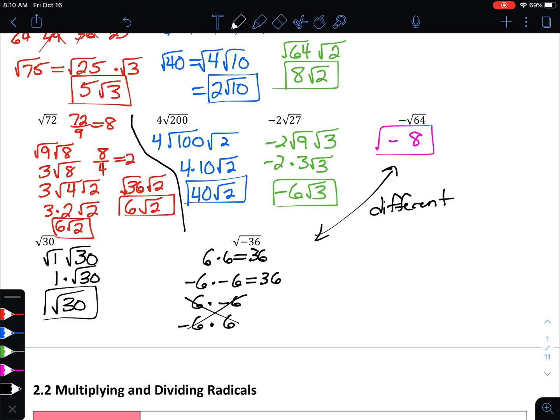It turns out that for square root of negative 36, there is no real solution or no real answer for this problem. In fact, in Algebra 2, you'll see that there are some other types of numbers that can help you with simplifying this. But for right now, when you have a square root of a negative number, you're just going to have to know to write that there is no real answer.